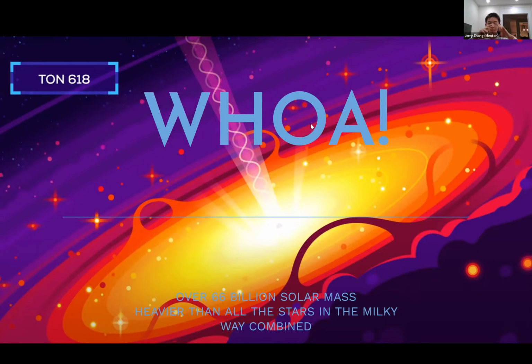So this is why around a black hole it's pure black, and the only way you could sometimes see a black hole is because there's light around it. So here in the middle there's a black hole, and then there's light moving around it, orbiting around the black hole. That's how strong a black hole is.